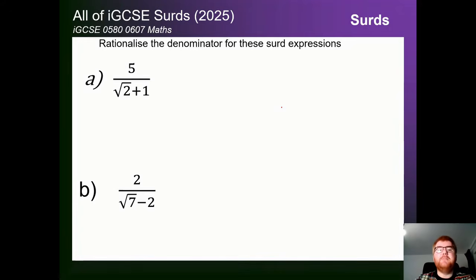Now, where it gets a bit trickier is when we have in the denominator a surd and a number together. This is where we have to be a bit more careful using the skill we just saw about a couple of slides ago.